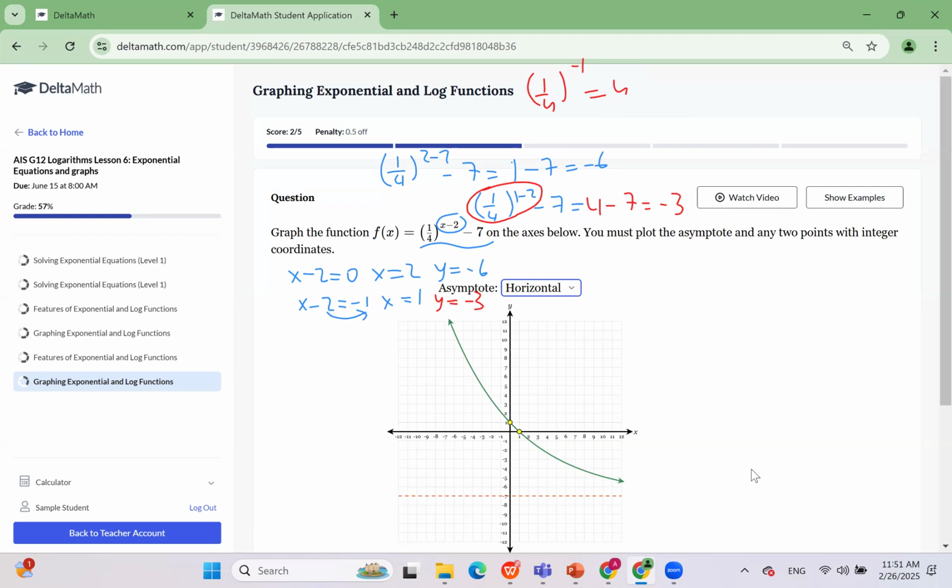So we have 2 points here to graph. 2 and negative 6 is right there. And 1 and negative 3, which is right there. And that's it.